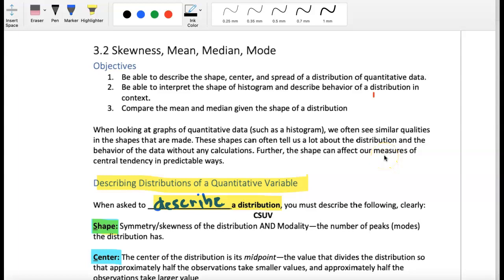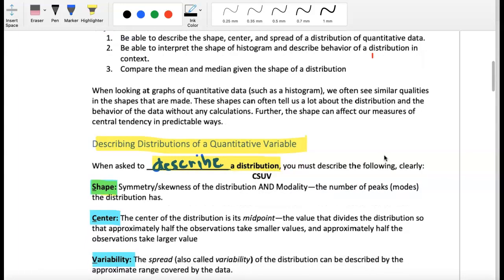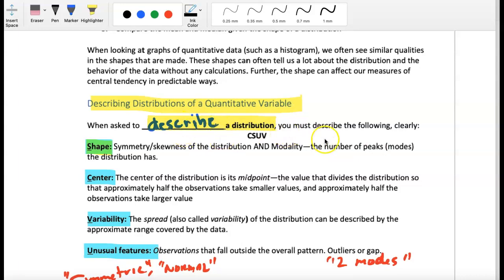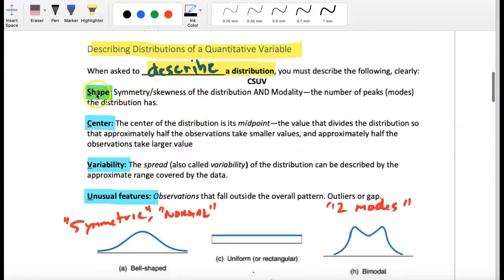Continue Module 3, learning how to describe distributions of a quantitative variable. We learned in the previous one how to calculate values, measures of center. Here, we want to learn how to describe the distribution, right? And so to describe a distribution, a key idea in the class, you see I've highlighted here, we need to know the shape of its distribution.